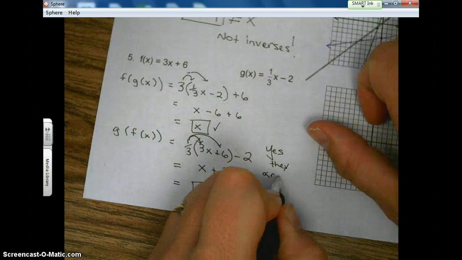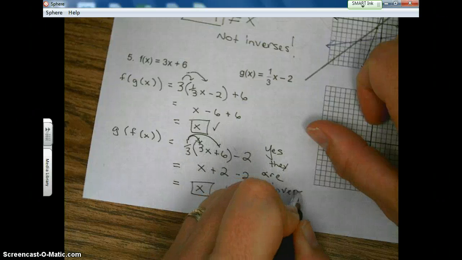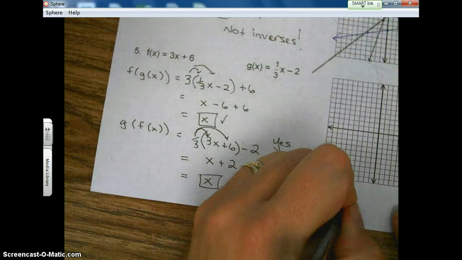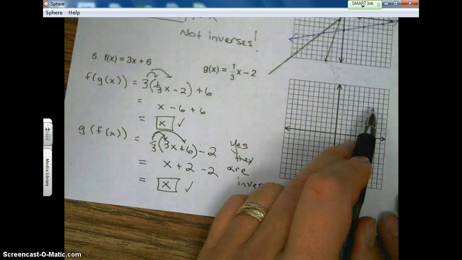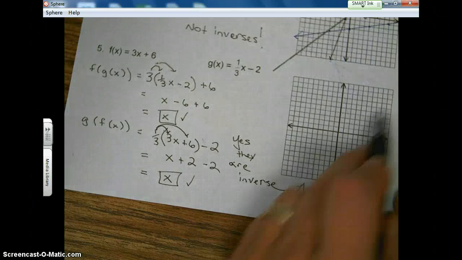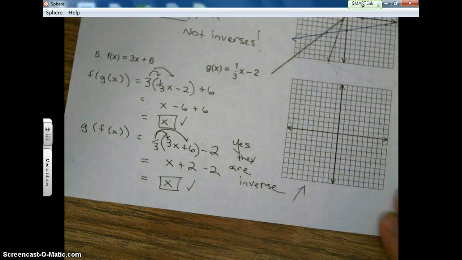Double check. So yes, they are inverses. So you do the graph of both of these lines, and show me the y equals x, the line of symmetry, and they should be inverses of each other.